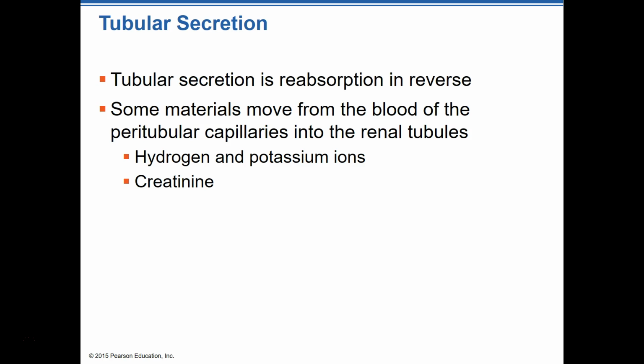So basically, tubular secretion is reabsorption in reverse. Like I talked about, some materials move from the blood to the tubule, and some move from the tubules to the blood. Hydrogen and potassium ions are one of those things that are sometimes traded, one for the other, one sacrificed for the other. If we want to hold on to hydrogen, sometimes we lose potassium. If we want to hold on to potassium, sometimes we lose hydrogen. It's just one of those things.